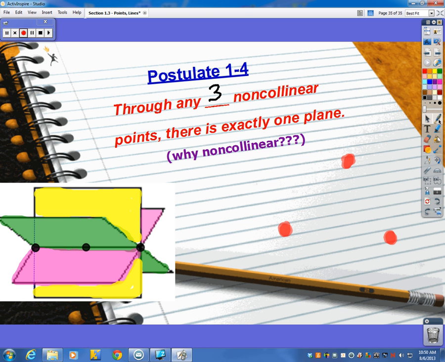There could be a piece of paper that touches 2 of those points, right? But not all 3 of them at the same time. So 3 non-collinear points create exactly one unique plane. Just like it took 2 points to create a line, it takes 3 non-collinear points to make one plane.